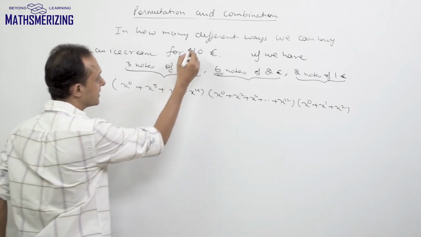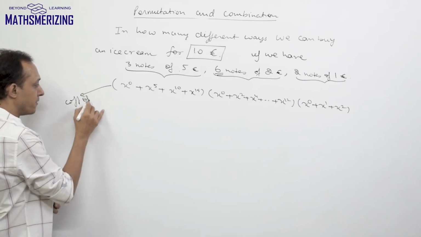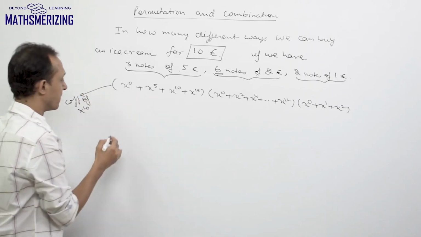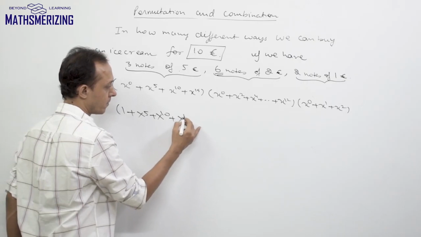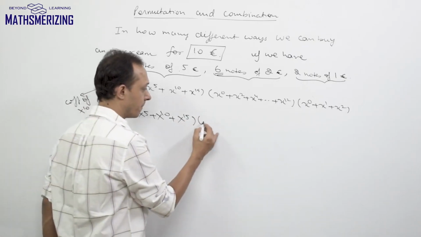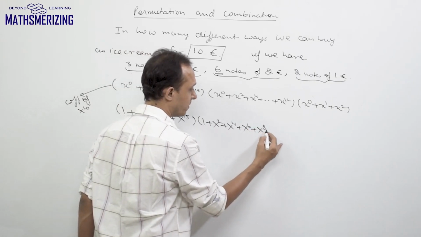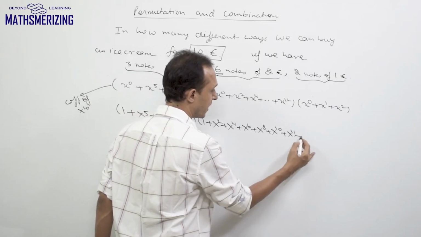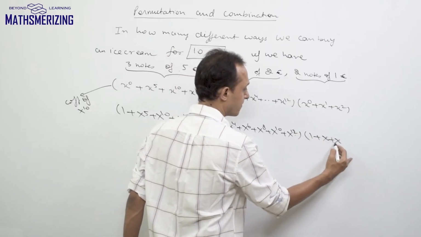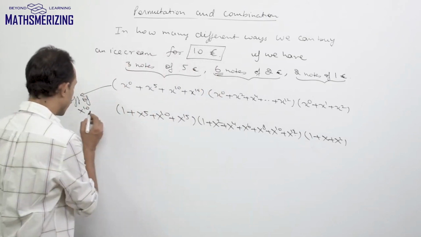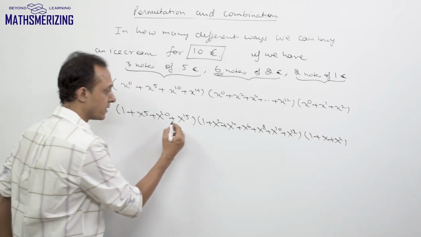Now we need to buy an ice cream for 10 euros. So that means from this series, I need to find the coefficient of x to the power 10. So if I write it, this is 1 plus x to the power 5 plus x to the power 10 plus x to the power 15, and here will be 1 plus x square plus x to the power 4, x to the power 6, x to the power 8, x to the power 10, x to the power 11, 12, and then here it is 1 plus x square. Now I'll ignore all the terms which are greater than x to the power 10 because I need to find the coefficient of x to the power 10. So I'll ignore this x to the power 15.